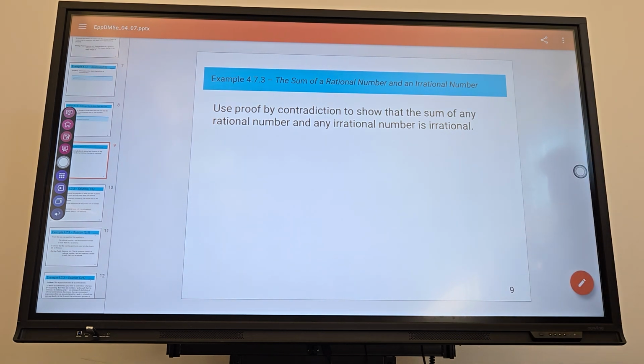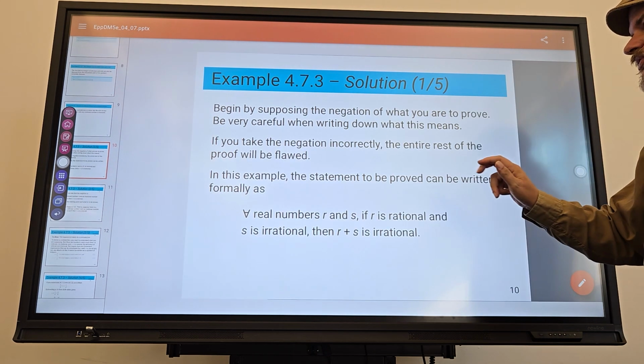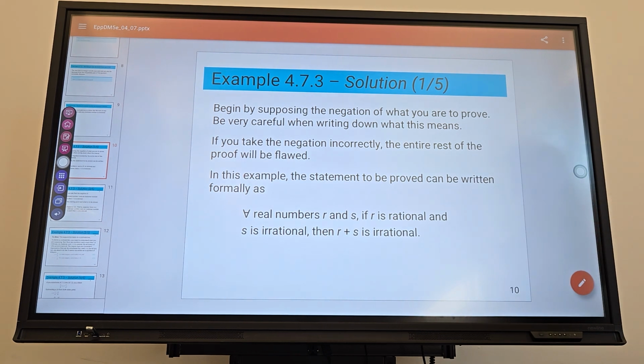Give an example here. Use proof by contradiction to show that the sum of any rational number and any irrational number is irrational. First, you suppose the negation of what you want to prove. But be careful writing this down, because if you make a mistake taking the negation, the entire rest of the proof will be flawed.